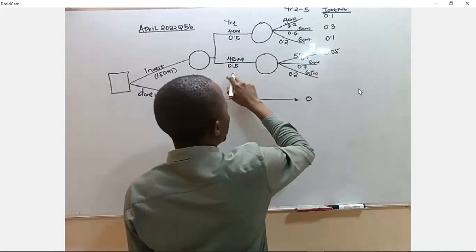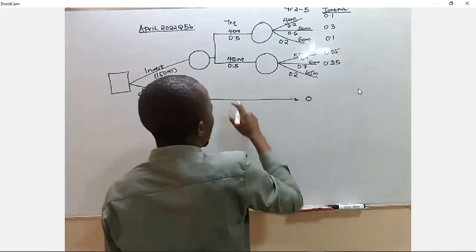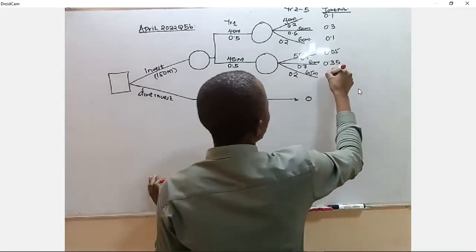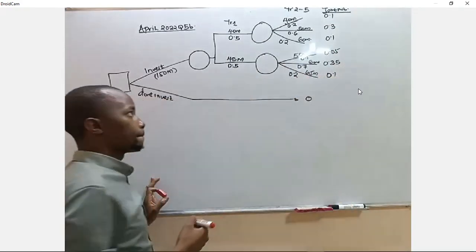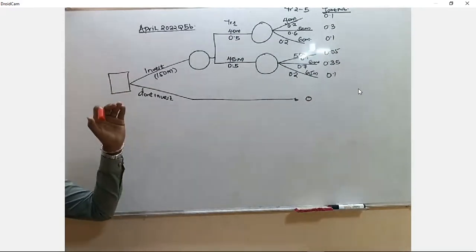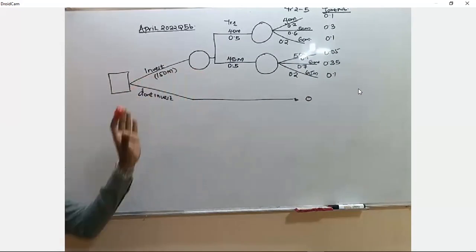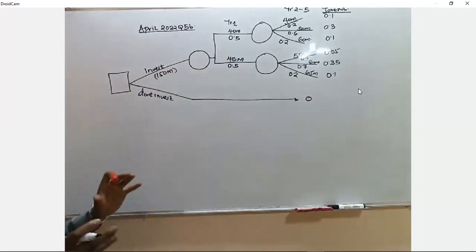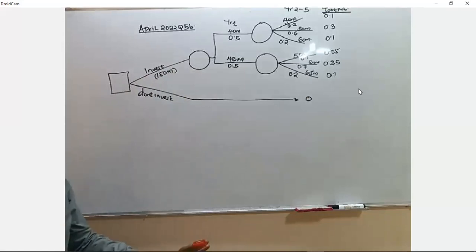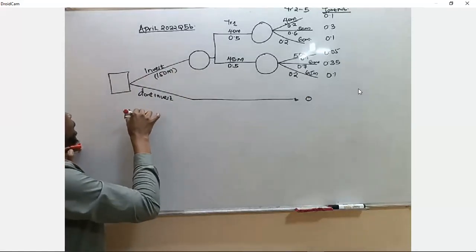Then we have 0.5 times 0.7, we get 0.35. Then we have 0.5 times 0.2, get it 0.1. I know now we can derive our joint probabilities, and we can understand very well how to calculate the joint probabilities. Let us look now, because the examiner is asking us to calculate the expected net present value.